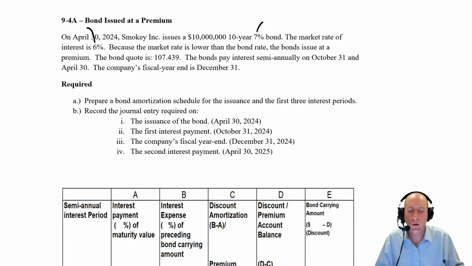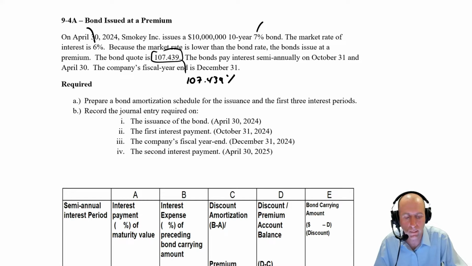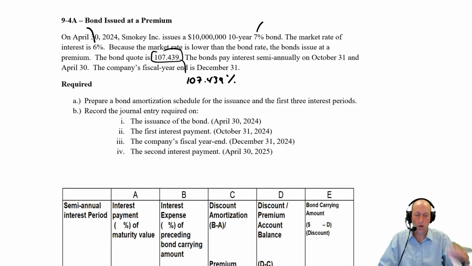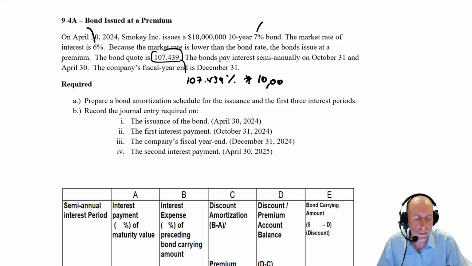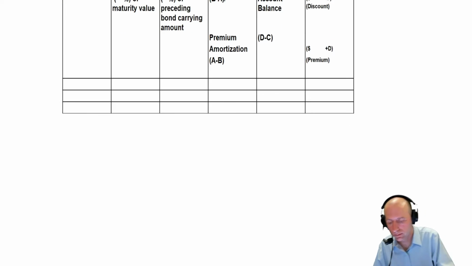The bond quote is 107.439. Remember what that number is? That is the quote, but it's also a percentage: 107.439%. That's how much we're going to charge, 107% of what we were asking. So we wanted 10 million, but we're getting 10.7 million. We're getting over $700,000 extra because we're paying more in interest over time. Now we've got enough information to do our first journal entry, April 30th, 2024.